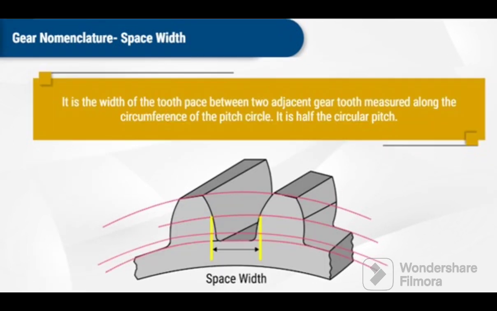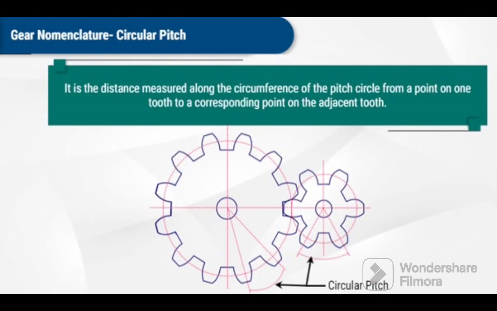Space width. What is space width? It is the width of the space between two adjacent gear teeth measured along the circumference of the pitch circle. It is half the circular pitch. Now what is circular pitch? It is the distance measured along the circumference of the pitch circle from a point on one tooth to a corresponding point on the adjacent tooth.